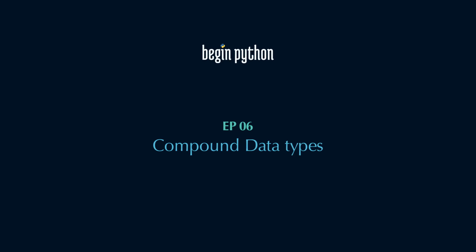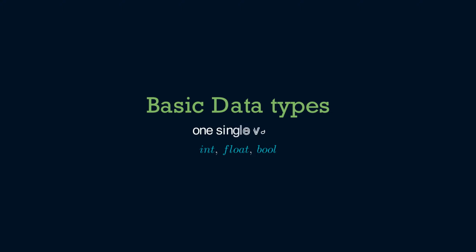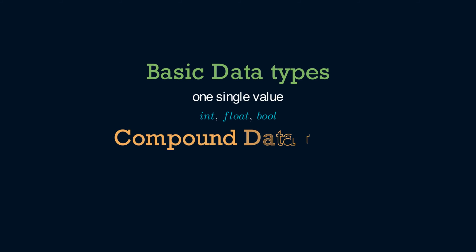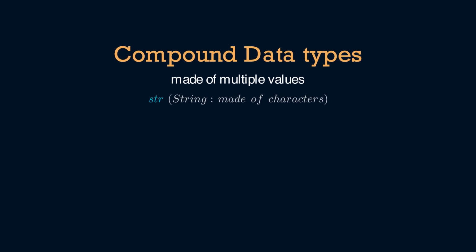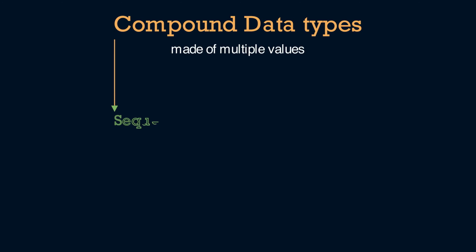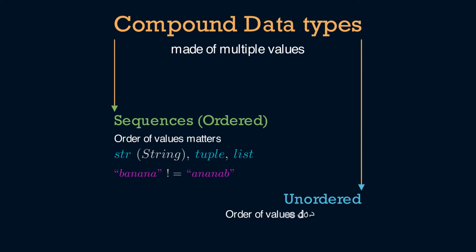Welcome to a new episode in which we learn more data types. The data types we learned so far, except string, are basic data types. Then there are compound data types, collections of multiple basic values. For example, strings are made up of characters. For some of them, named sequences, order of values is important. But for some others, values can be of any order.